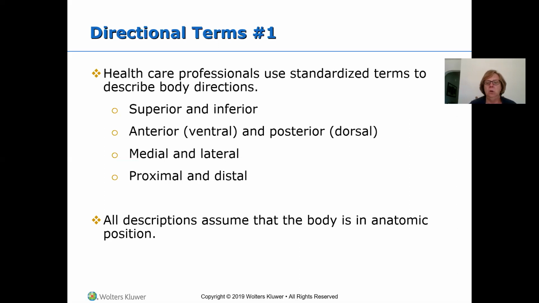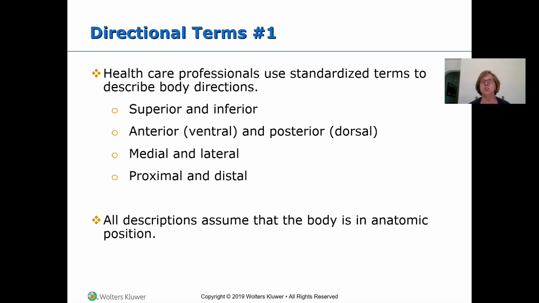Okay. And when we look at this, we are assuming that the body is in an anatomic position. What's meant by an anatomic position is that you are standing erect, just standing up. Your palms are facing forward. So you see the palm of your hand, but your arms are down by your side, along the lateral side, but your palms are facing forward.